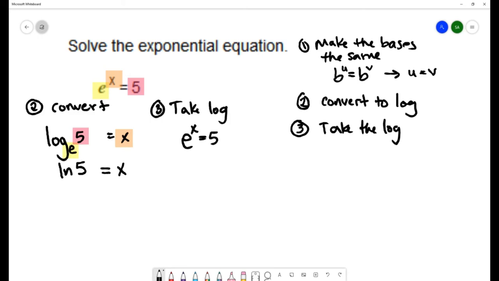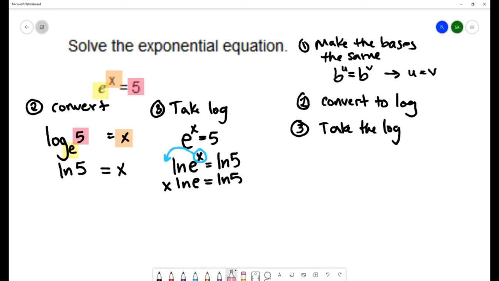I use natural log when I do this, so that if I need to use the calculator, it's a little bit easier to use. But you're actually allowed to use any base log that you want on this process. So I'm going to use natural log. I have natural log of e to the x equals natural log of 5. I'm going to use the power rule for logarithms on the left. That allows me to move that variable from the exponent to the coefficient of the log. So that's using the power rule for logarithms.